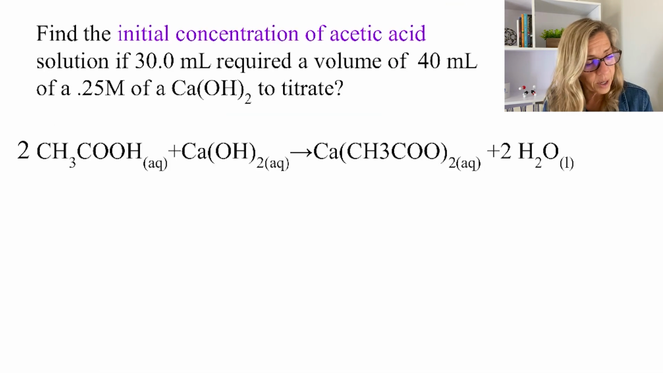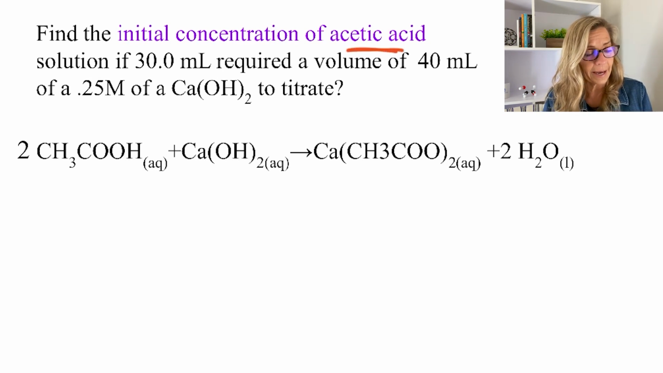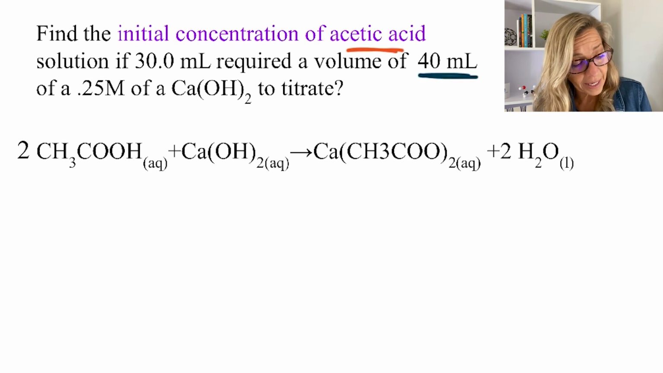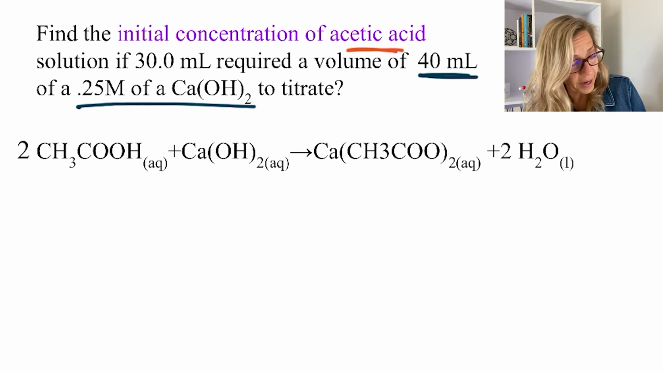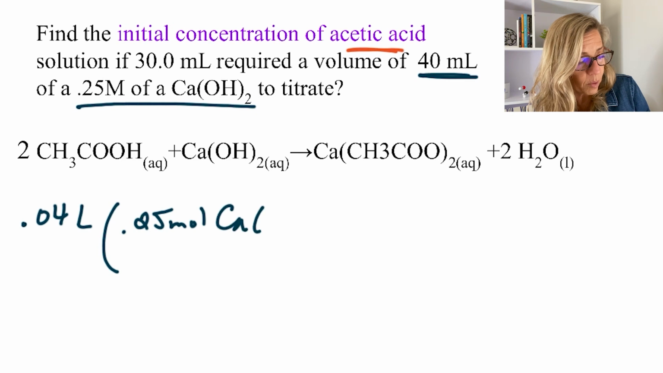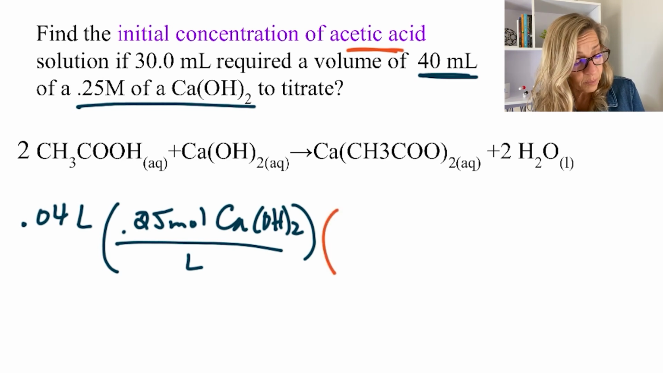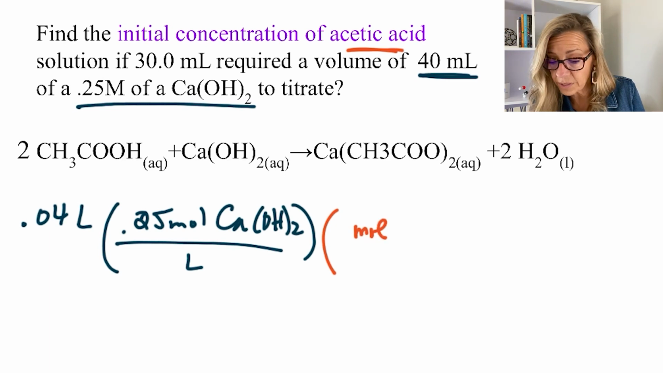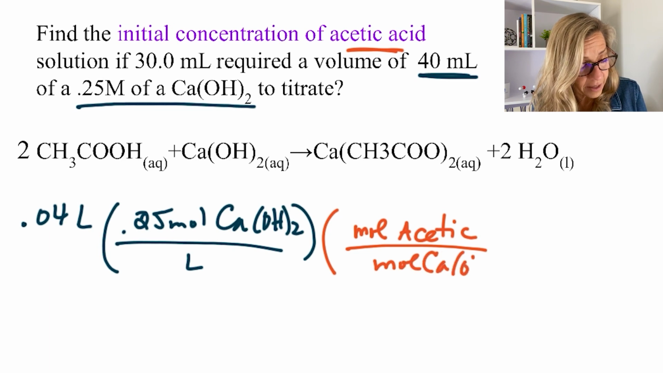All right, let's do a quick problem with this. All right, what was my initial concentration of acid? Let's find that. So I know how much base. I have a volume of base, and I have the concentration that I put into my burette. So I've got 0.04 liters of base, and the concentration was 0.25 moles of calcium hydroxide per liter. Okay, that's 0.25. All right, now I want to flip this thing over to moles of acid. So I'm going to say moles of acetic, for moles of calcium hydroxide.